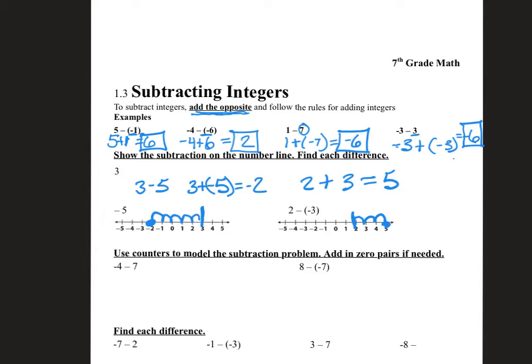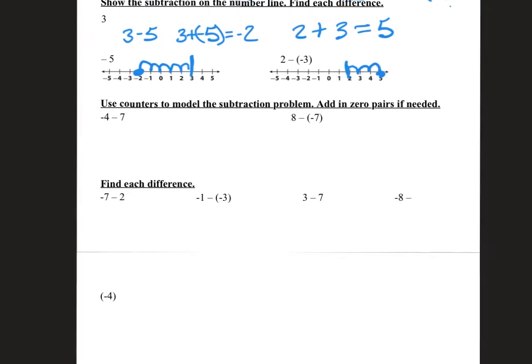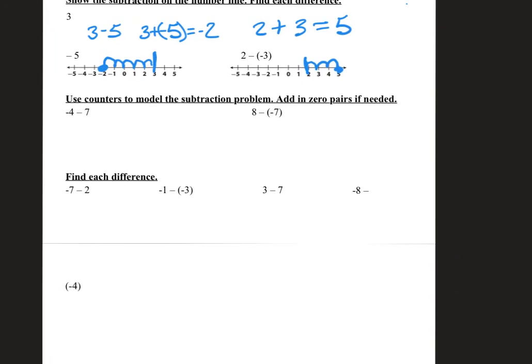Okay, now counters, they're my favorite. Let's talk about how counters work. We're going to use counters to model the subtraction problem, okay? So I have 4 negatives. 1, 2, 3, 4. But I need to take away 7 of them, but I don't have any positives. So I have to add in what are called 0 pairs. So a 0 pair is a positive and a negative. So I need 7 of those.